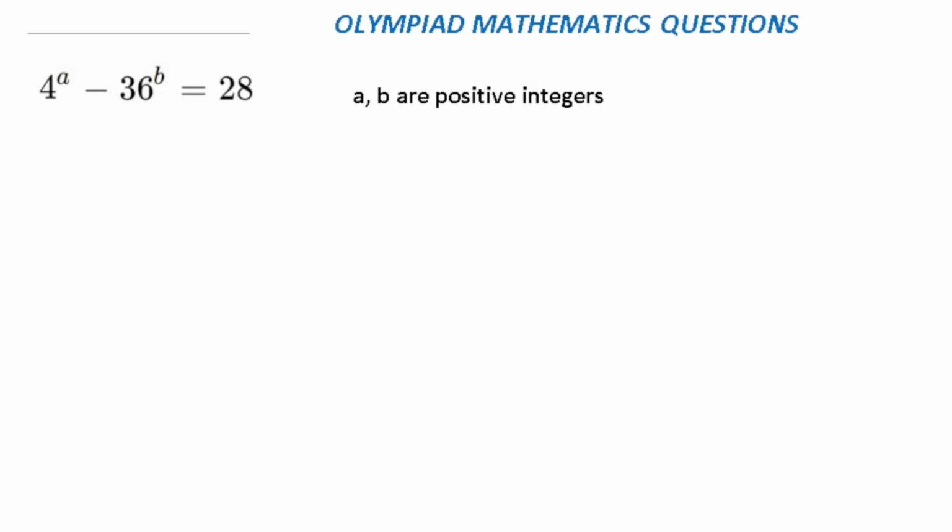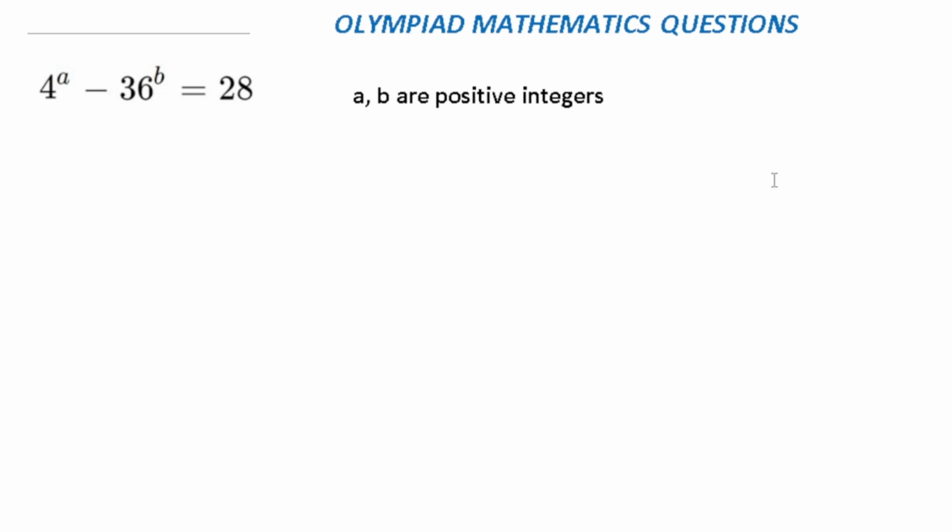In this video, we are going to solve one of the exponential equations we are given, that is 4 raised to power a minus 36 raised to power b equals 28, where a and b both are positive integers.